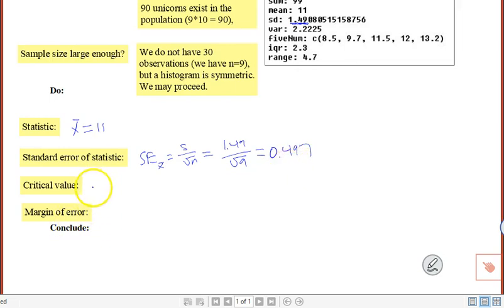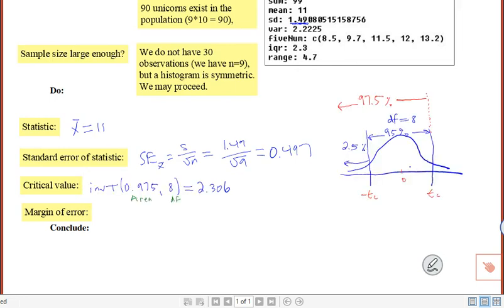Okay, our critical value is going to come from the question of how many standard deviations, or how many standard errors, represent the middle 95%. We can draw this picture of the t-distribution, which looks a lot like a bell curve, and I labeled it degree of freedom 8. Remember, your degree of freedom is your sample size minus 1. So if we've measured 9 unicorns, our degree of freedom is 8. And we want to know how many standard errors would capture the middle 95%.